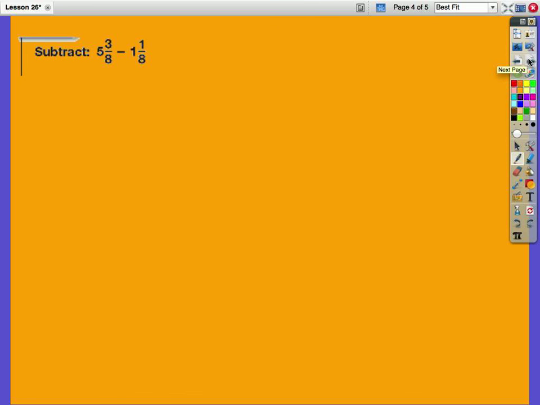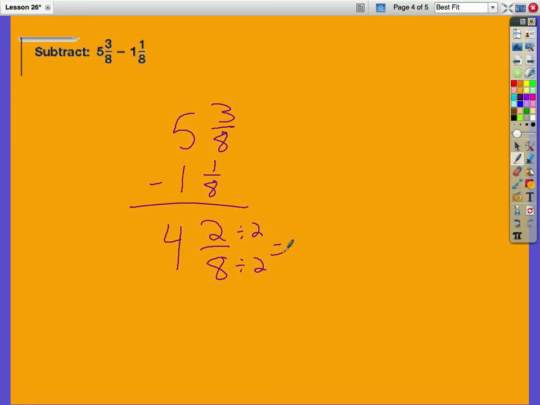Now some subtraction with mixed numbers. I have 5 and 3/8 minus 1 and 1/8. Common denominator, that's just going to go on the bottom. 3 minus 1 is 2. Do my whole numbers, 5 minus 1 is 4. 2/8, top number's even, bottom number's even. I know I can reduce that by dividing by 2. So 2 divided by 2 is 1, 8 divided by 2 is 4. So my answer is going to be 4 from my whole number here. I'm going to bring down my new fraction, 1/4. My answer would be 4 and 1/4.